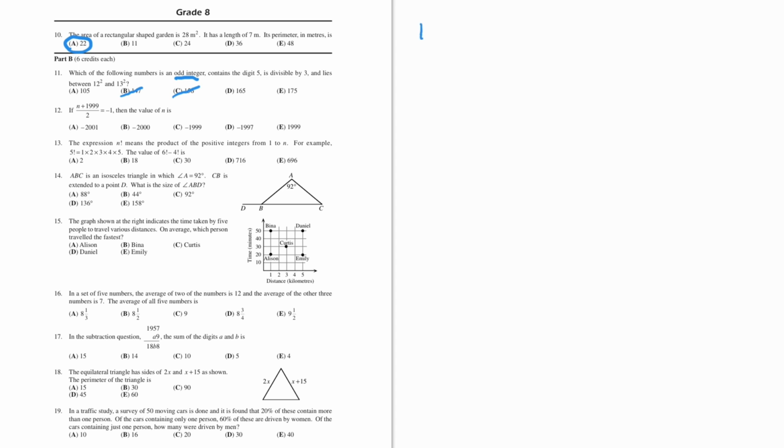The choice A, 105, 1 plus 5 is 6, divisible by 3. D, 165, sum of the digits is 1 plus 6 plus 5, 12, divisible by 3. Choice E, 175, 1 plus 7 plus 5, the sum of the digits equals 13, not divisible by 3, so 175 is not divisible by 3.